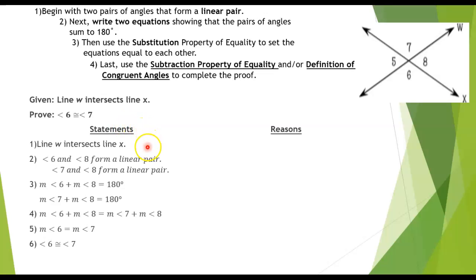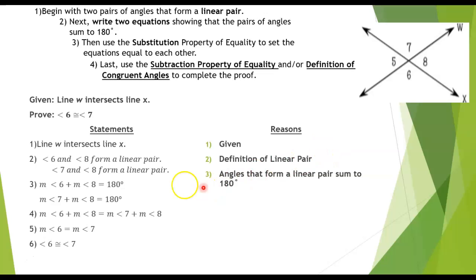If you have a question and don't remember why I use this, feel free to refer back to my steps up here. For statement 1, line W intersects line X. That was given, so that's my reason. For statement 2, definition of linear pairs. That lets me know that 6 and 8 are a linear pair and 7 and 8 are a linear pair. For number 3, I used angles that form a linear pair sum up to 180 degrees, and we know that is true.